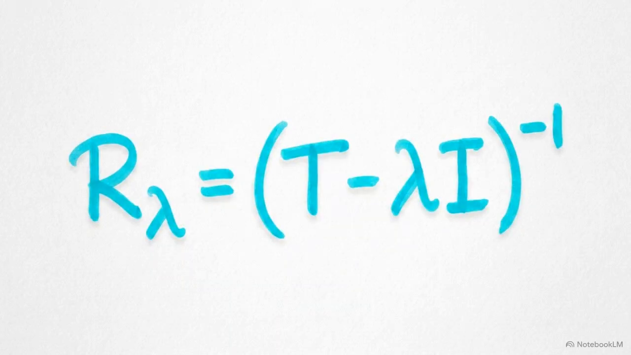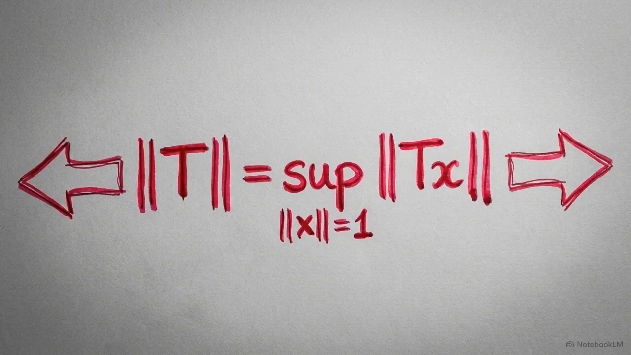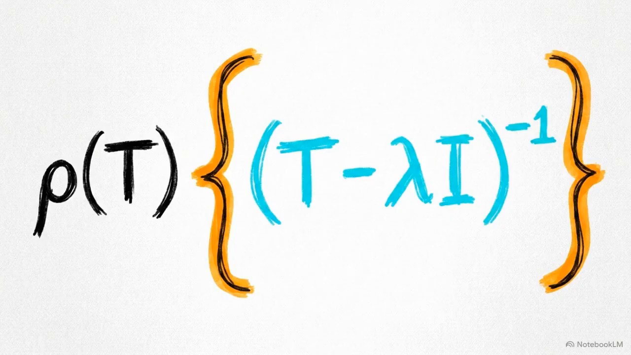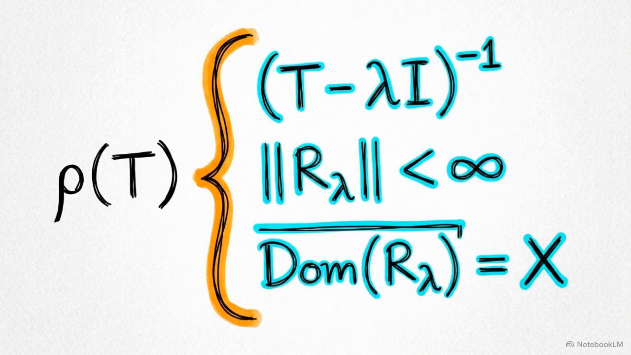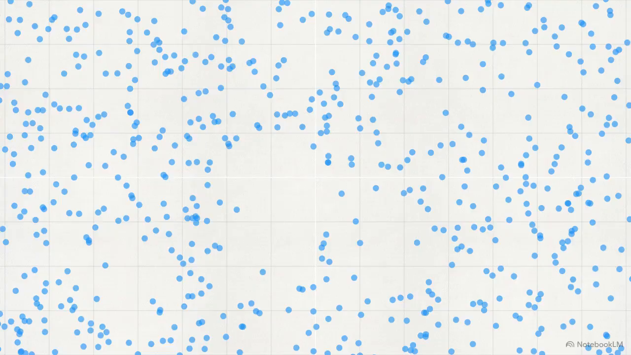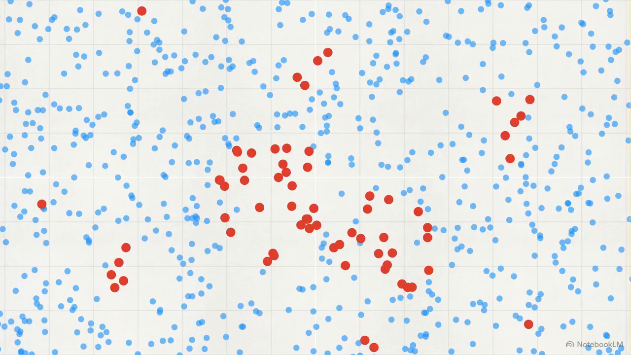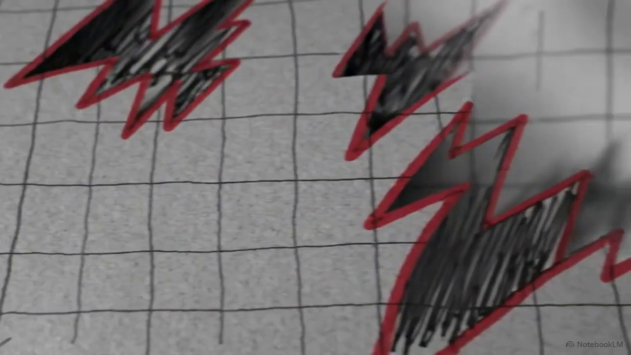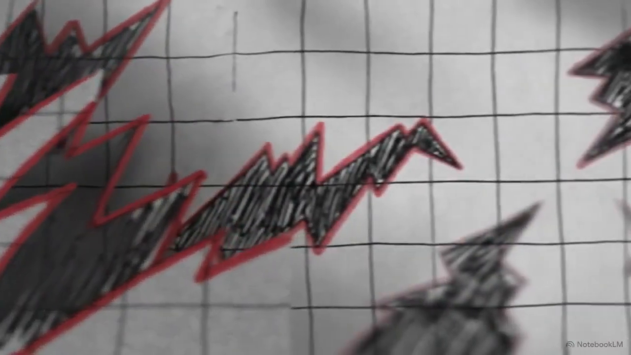To identify the boundaries of the spectrum, we use the resolvent operator, defined as T minus lambda times the identity, inverted. We also track the operator norm, which defines the maximum stretch of the operator T. The resolvent set requires lambda where the inverse operator exists, is strictly bounded, and defined on a dense domain. The spectrum is the set of all remaining points, the locations where the inverse operation fails to meet these criteria. Mapping the spectrum is the process of determining exactly where in the complex plane the resolvent operator ceases to function.